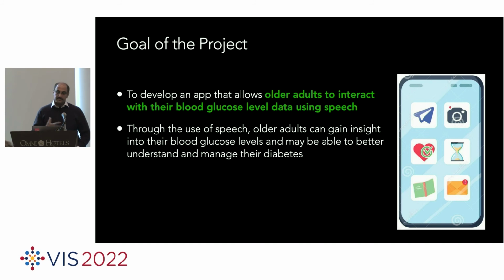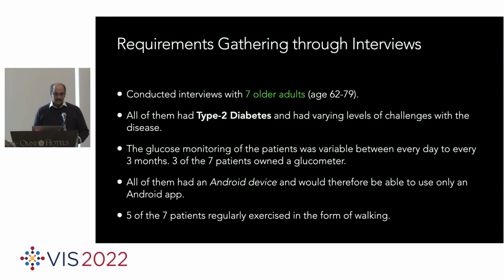And the aim, the big picture aim, which we haven't yet achieved in this project, is that through a conversational interface, older adults can get a better understanding and maybe be able to manage their diabetes a little better. So the first step was to actually talk to some older adults. So we conducted interviews to try and figure out what are some of the challenges that they face and what kind of requirements they would have for an ideal diabetes app. Like, what are the kinds of things you'd like to find? Or what would you use?